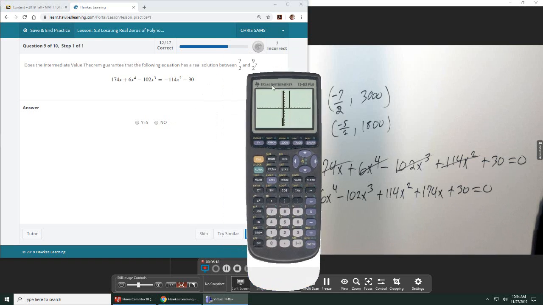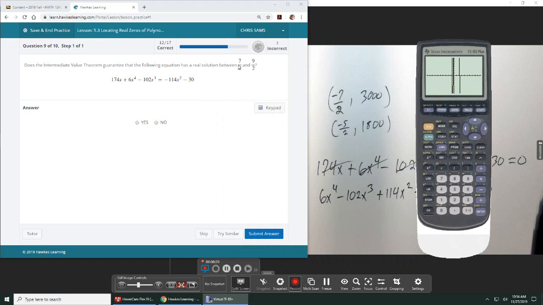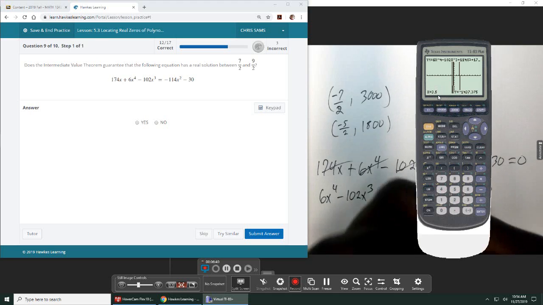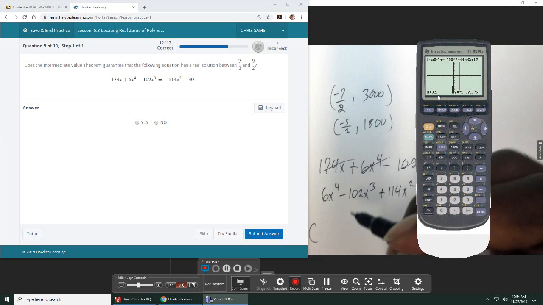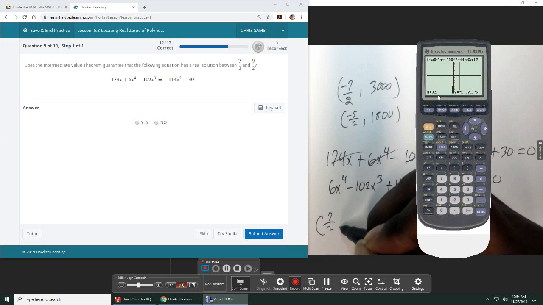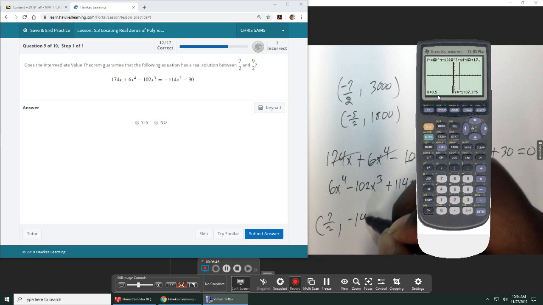Now we're going to use these values that were given, 7/2 and 9/2. So we're going to do second, and then the trace button to calculate, and then option number 1, and hit enter to get a value. So first I'm going to do 7 divided by 2, and I get a negative 1400. So we don't need the exact value. I'm just going to write that down. So for 7 over 2, I get about negative 1400.